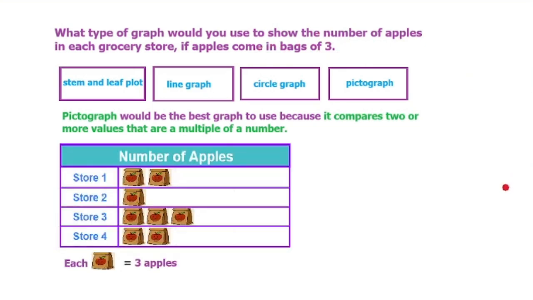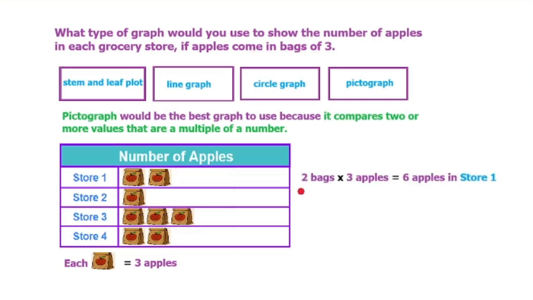So how will that look in a chart? And this is how it would look. If we take a tally of the number of bags of apples in each store, store 1 might have 2, store 2 might have 1, store 3 has 3, and store 4 has 2. And this is the legend. It says each bag equals 3 apples, because apples come in bags of 3.